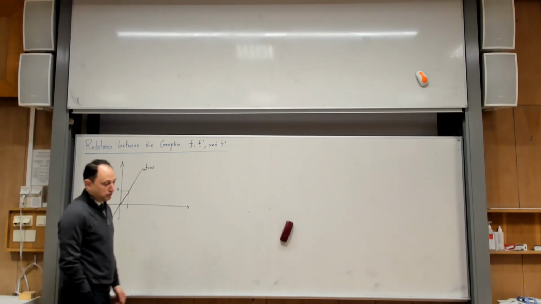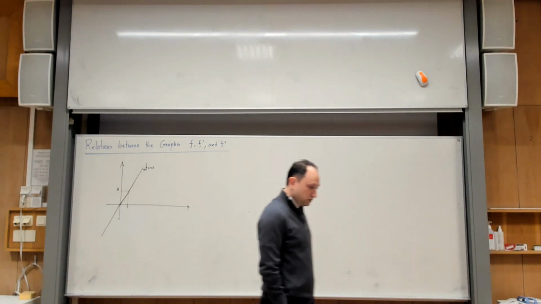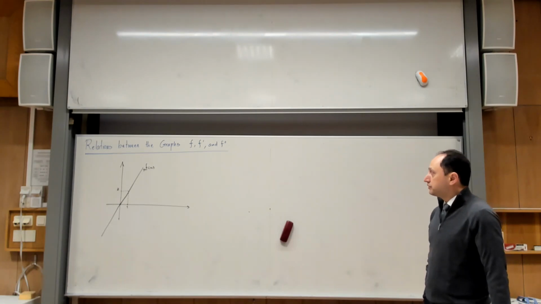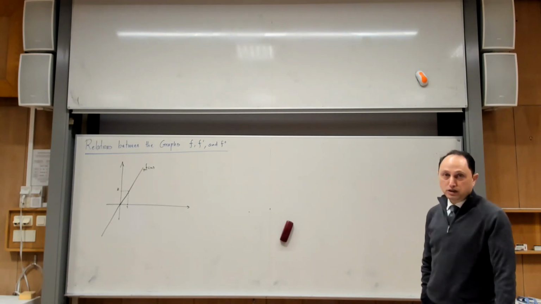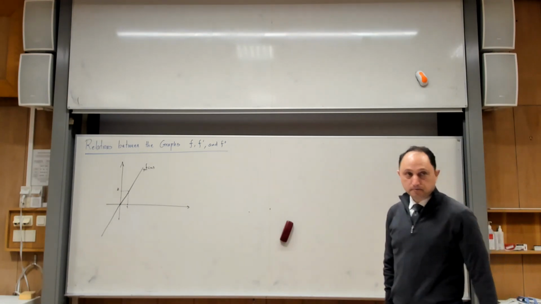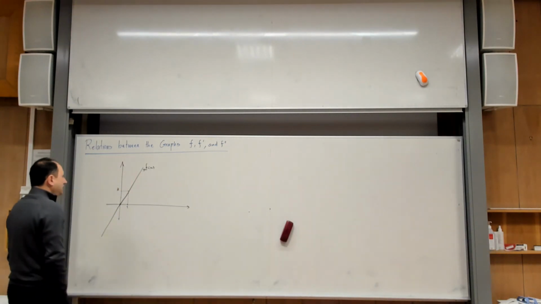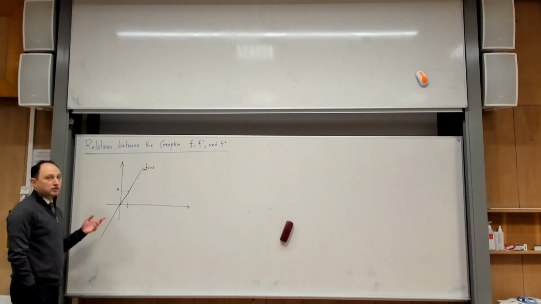Of course, this is not always easy, but we want to explore qualitatively the connection between the graphs of the functions f prime and f double prime, if possible. Yes? Okay, so can you predict what the form of the graph of the function will be?